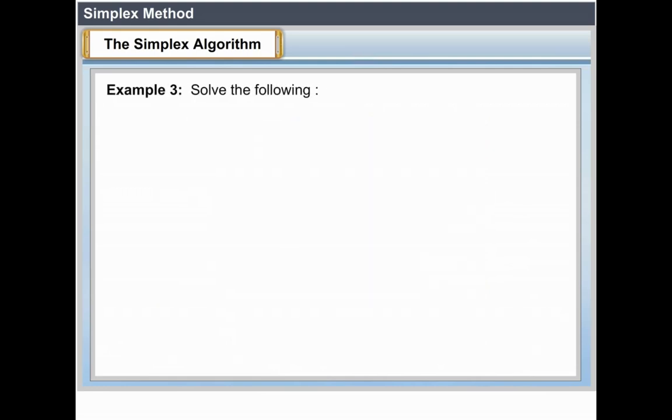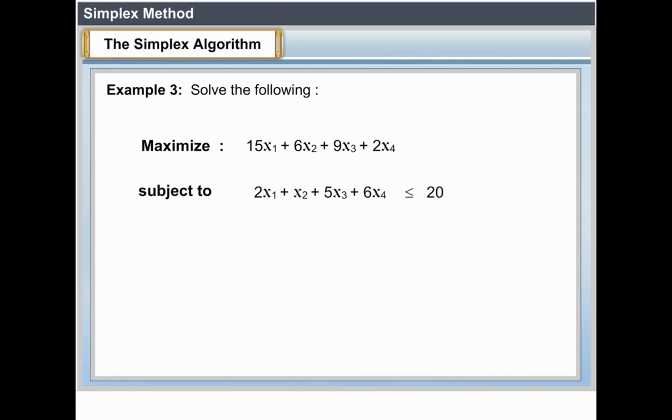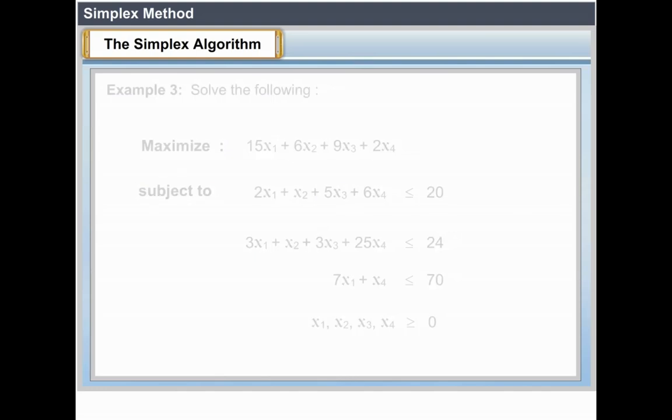Example 3. Solve the following. Maximize 15x1 plus 6x2 plus 9x3 plus 2x4 subject to 2x1 plus x2 plus 5x3 plus 6x4 less than or equal to 20, 3x1 plus x2 plus 3x3 plus 25x4 less than or equal to 24, 7x1 plus x4 less than or equal to 70, and x1, x2, x3, x4 greater than or equal to 0.